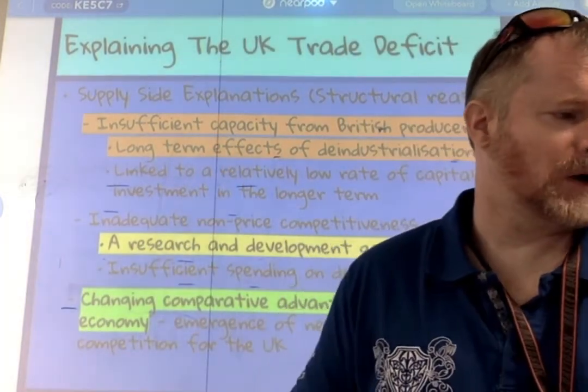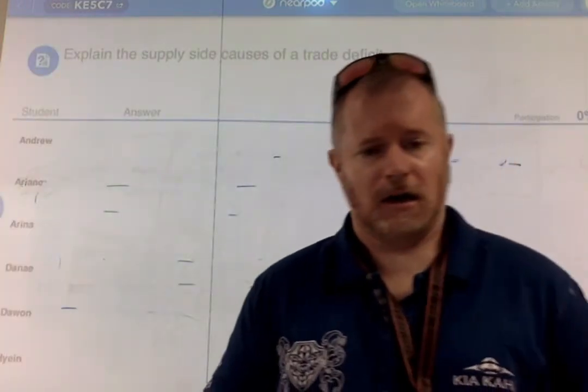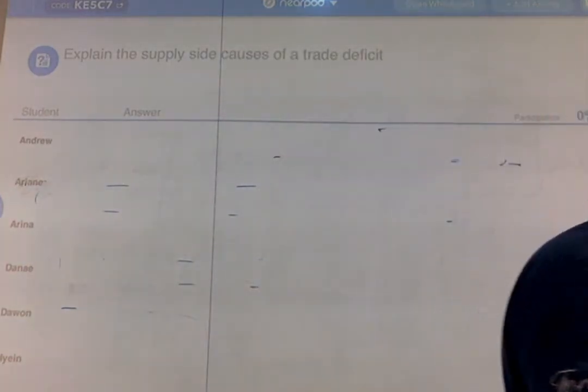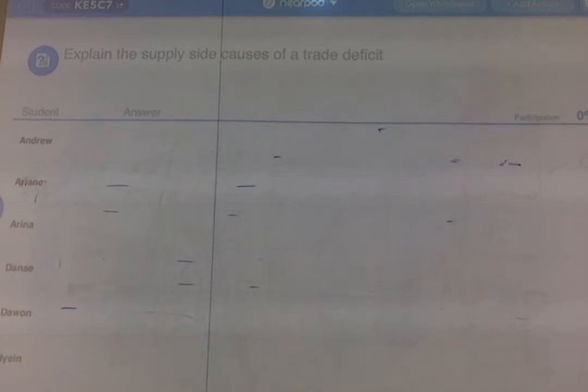Okay. Now, I'm guessing that you know what's going to come next. What you need to then do is to do your best to explain how there could be supply side effects that would cause a trade deficit. So the aggregate supply side.